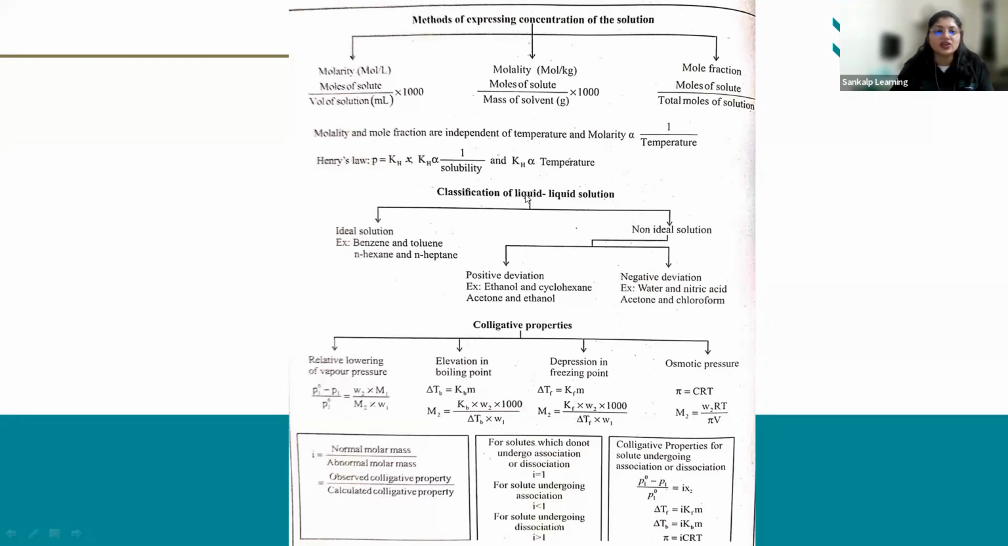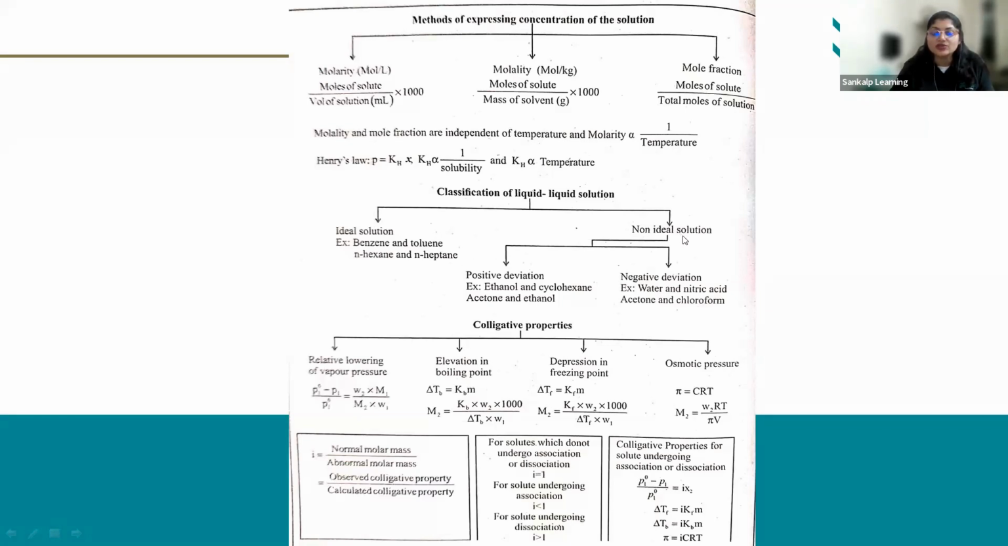Then we have seen the classification of liquid solutions. What are ideal solutions? Ideal solutions are those which obey Raoult's law. Non-ideal solutions are those which do not obey Raoult's law. The examples of ideal solutions are benzene and toluene, and n-hexane and n-heptane. These are hydrocarbons.